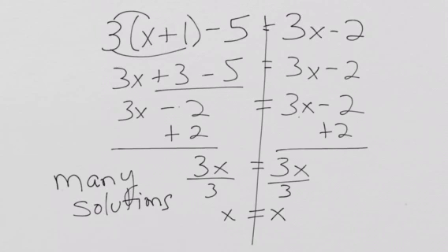Let's just try 2. If I put a 2 in right up here at the top, where x is, I would get 3 times 2 is 6, plus 3 would be 9, minus 5 is 4. 3 times 2 is 6, minus 2, if you go on the other side, would be 4. So whatever number you put in for x, it's going to come out the same thing on both sides. That's what many solutions means.